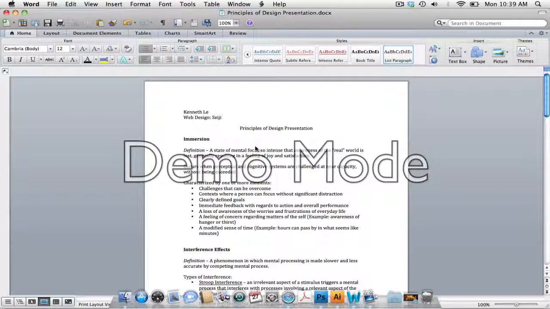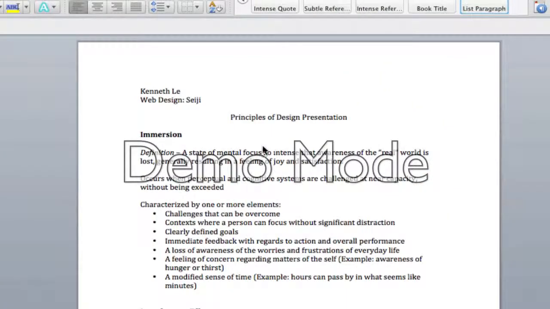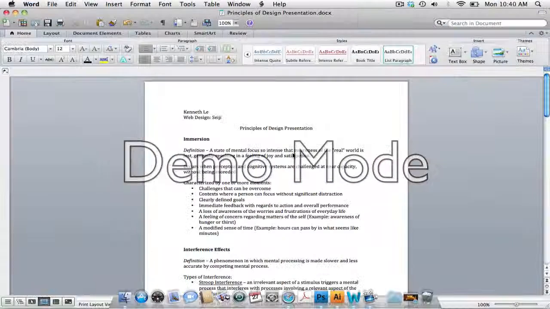First is immersion. Immersion is defined as a state of mental focus so intense that awareness of the real world is lost, generally resulting in a feeling of joy and satisfaction.